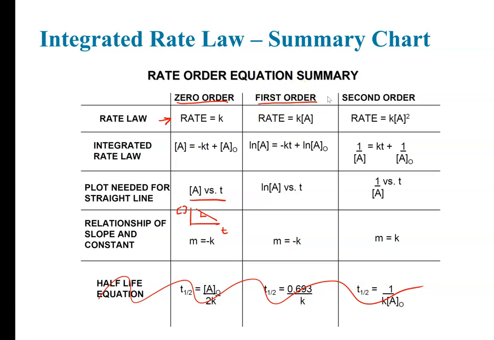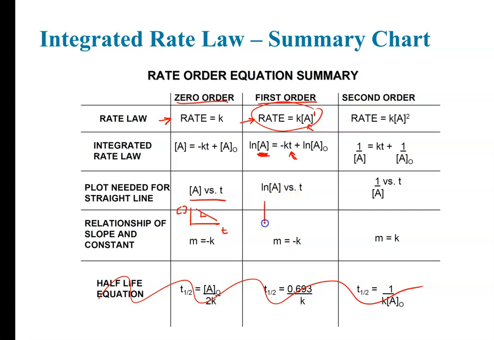How about first order? We know a first order differential rate law would take this form, where the order is 1. If you were interested in following this reaction over time, not wanting to know the rate for any concentration, but wanting to know the concentration after a certain time had elapsed, you would write the first order rate law in integrated rate law form, which is the natural log of A equals negative kt plus the natural log of the initial concentration of A.